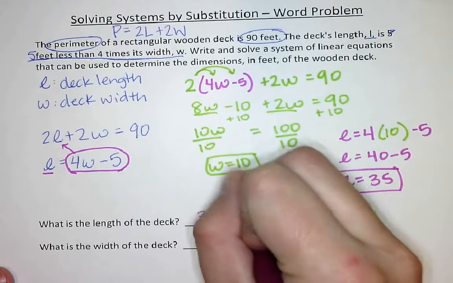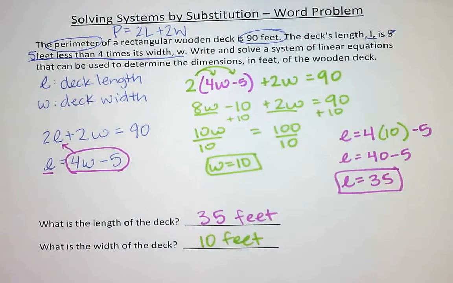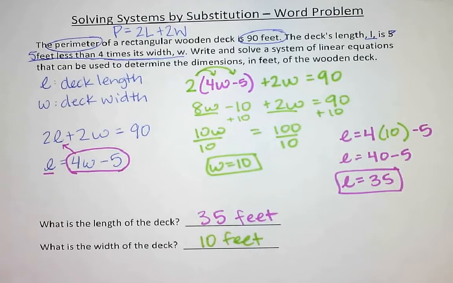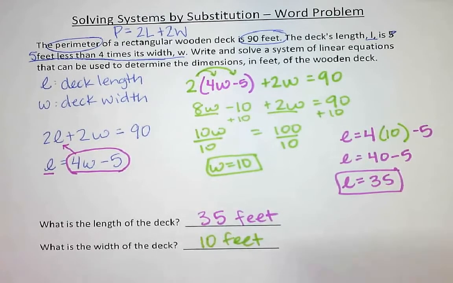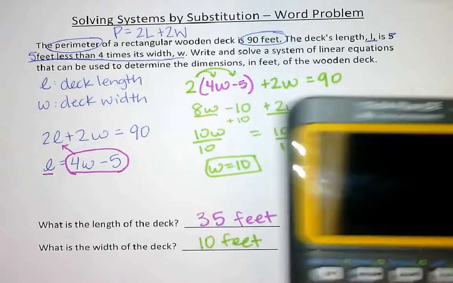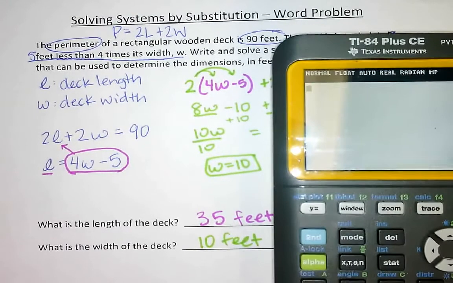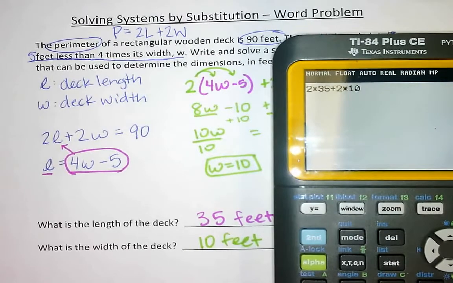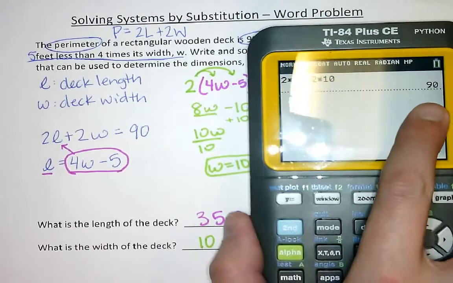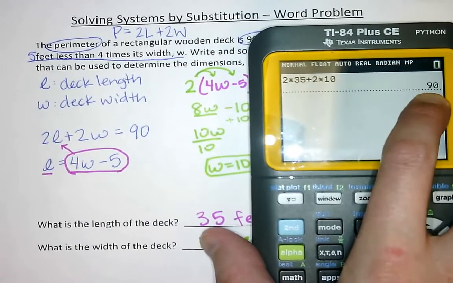Excellent. Now, guys, what I want y'all to look at is, how can we check to make sure that's actually correct? You can plug them both in to see if the perimeter is actually 90 feet. Well, guys, let's do it. So if we do 2 times 35 plus 2 times 10, that should give us 90. Is that the correct perimeter? Yay. All right, guys, so that is the way that we can kind of check ourselves as you plug it back in.